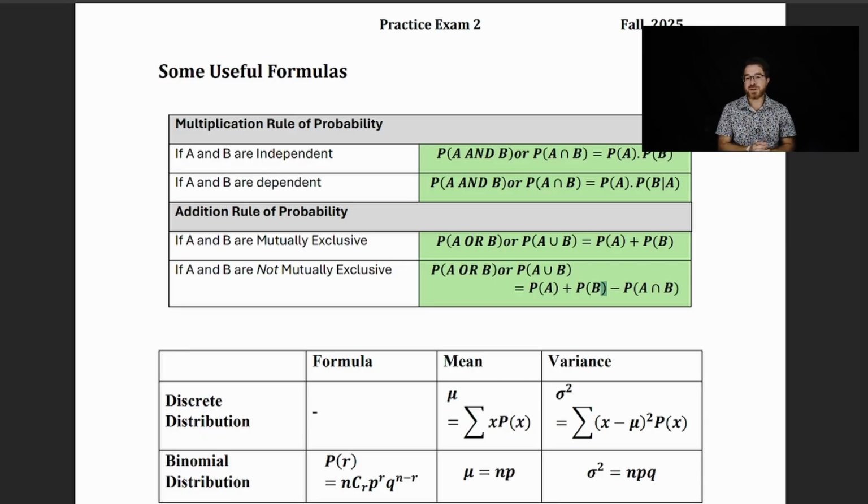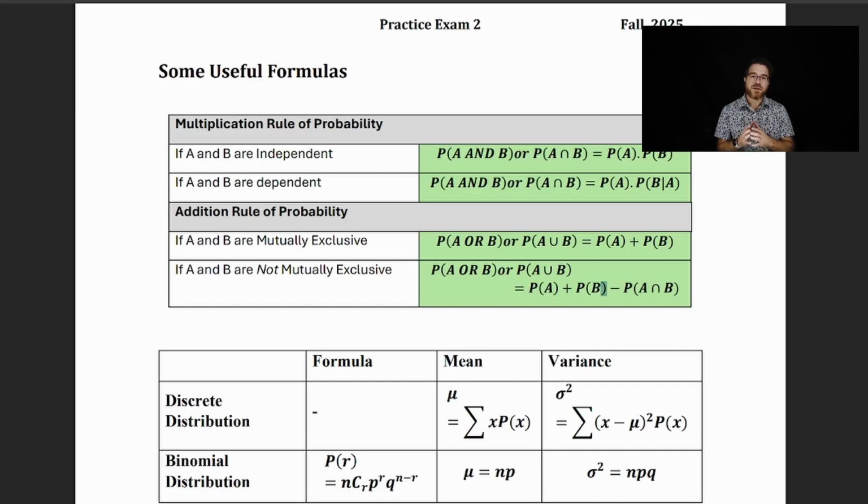If they are mutually exclusive, we have the probability of A or B equals the probability of A plus the probability of B, which is really the same thing as the other formula, except the intersection ends up equaling 0 because there's no intersection, meaning it's the empty set. So therefore, the probability of A and B equals 0.